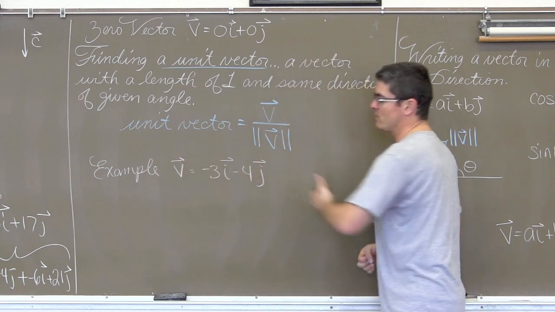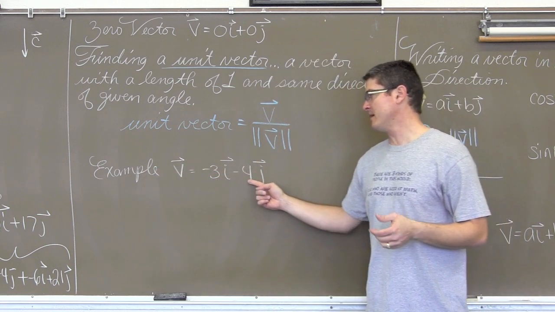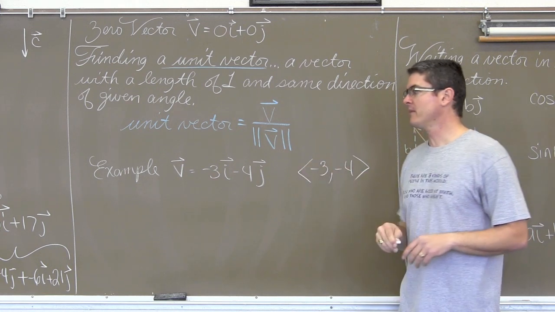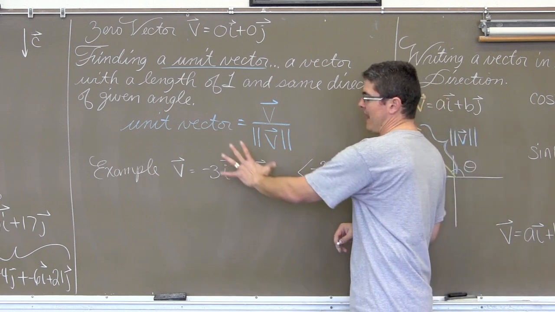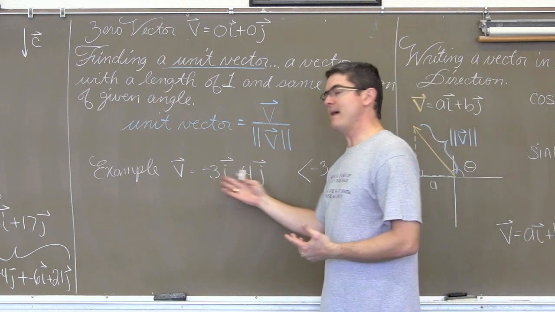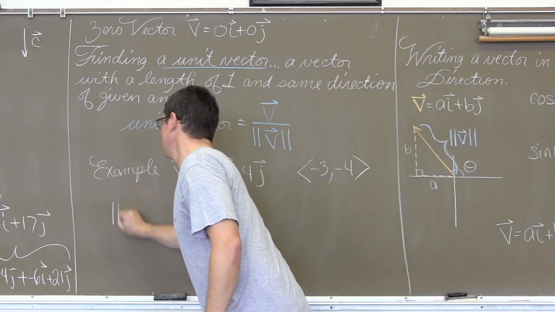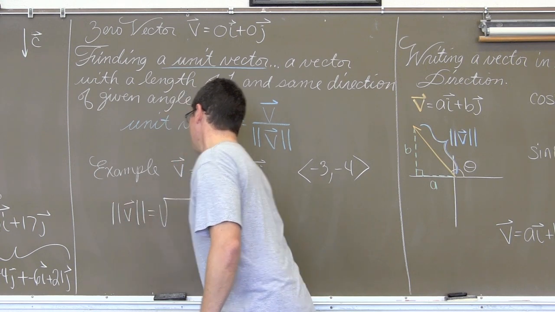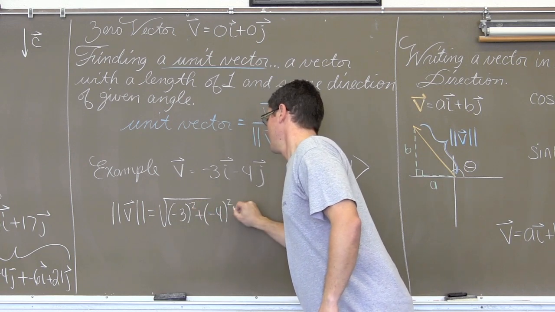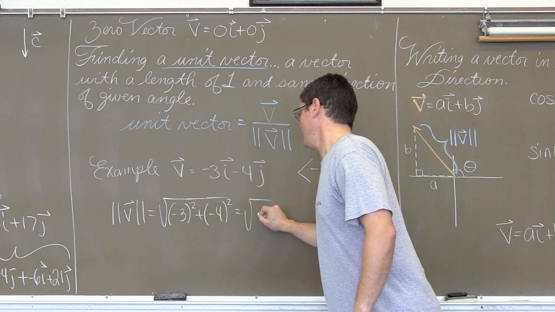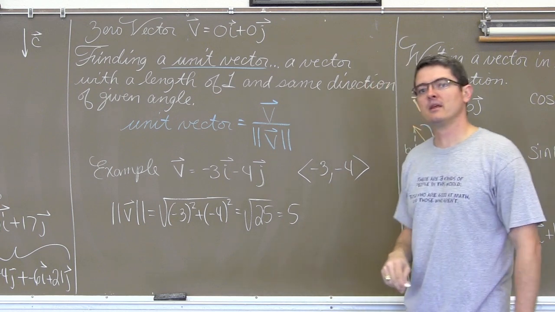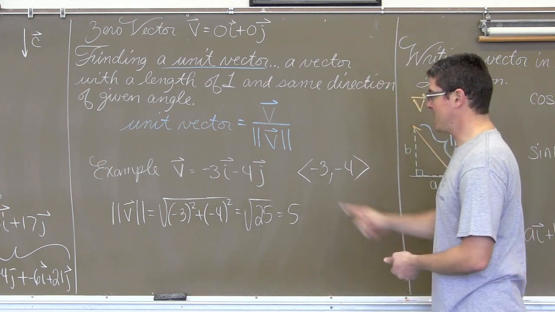Here's an example. We have a vector with a horizontal component, vector negative 3i minus 4j, or negative 3, negative 4. And we want to write a vector that has the same direction but has a length of 1. So we're going to find the magnitude of this vector. The magnitude of v is going to be the square root of a squared plus b squared, which is the square root of 9 plus 16, which is 25, which is equal to 5.